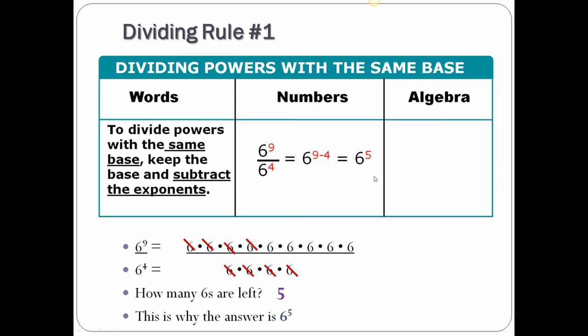So if we were going to write that in algebra terms, meaning with letters, that'd be b to the m divided by b to the n. They're the same base, so I can subtract my exponent. And it's always numerator take away denominator. Muy importante. I mean, that means very important.